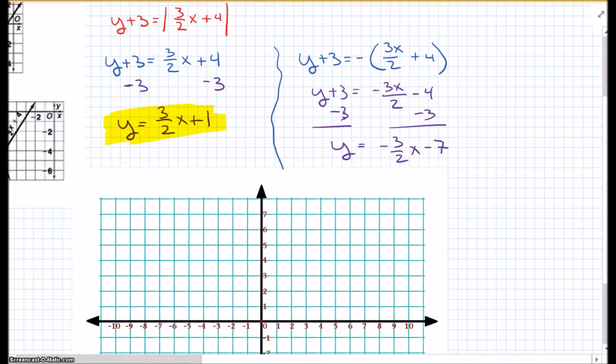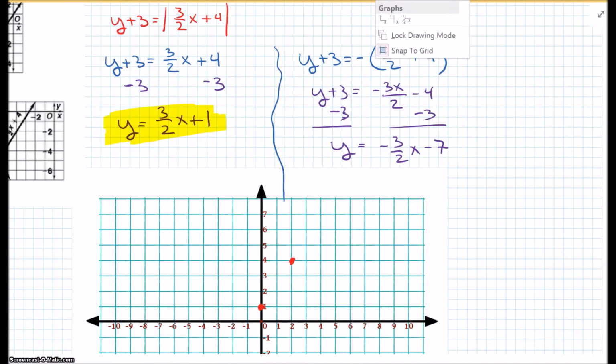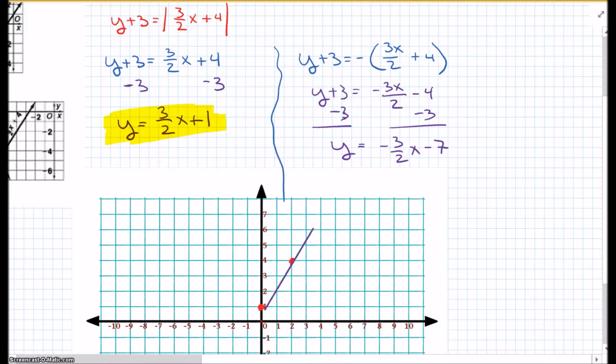So our y-intercept is 1. So there's this point. Our slope is 3 over 2. So up 3, 1, 2, 3, over 2, 1, 2. Okay? I can draw a line now with that information. Lucky for me, I have a handy-dandy line drawing app. There we go.